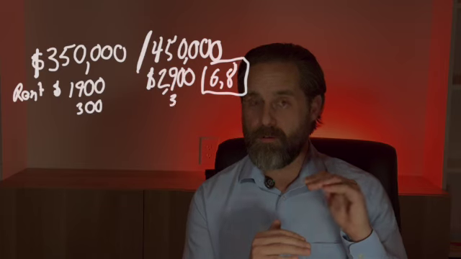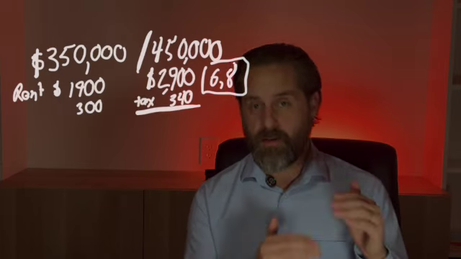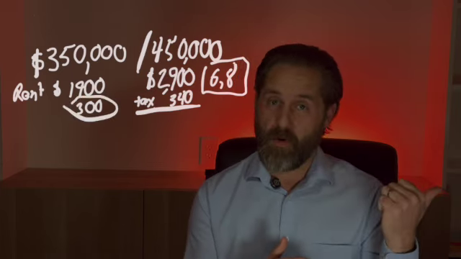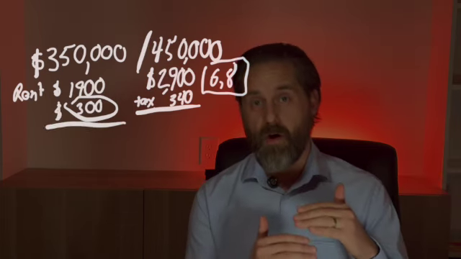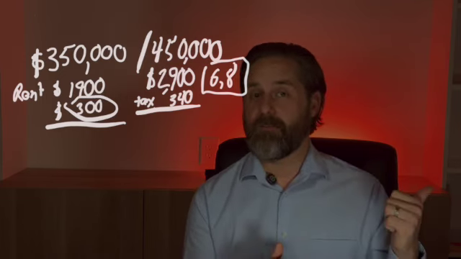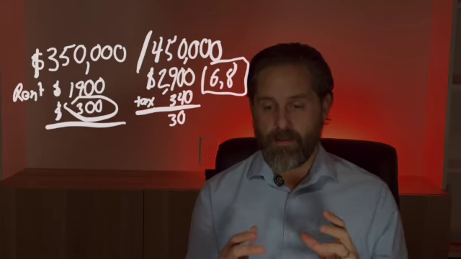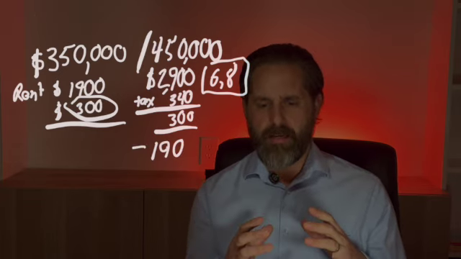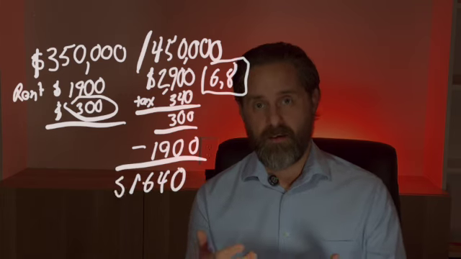Well, if you start with the $2,900 that your new payment is, and then we add on the $340 of taxes and insurance, and then we also, remember, you still got the other home you're renting. Let's call that taxes and insurance $300. We put the $300 a month on that, but then we subtract the $1,900 that you're getting in rent. And when all of that shakes out, you're gonna be left with a number, something like $1,640, okay?